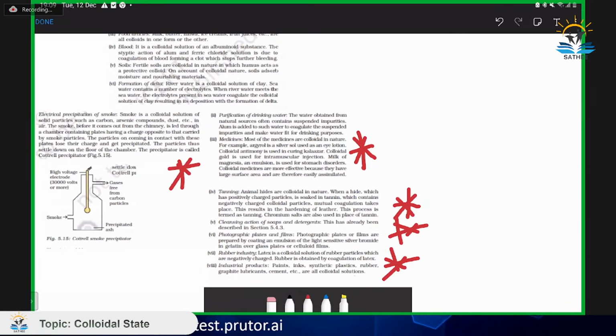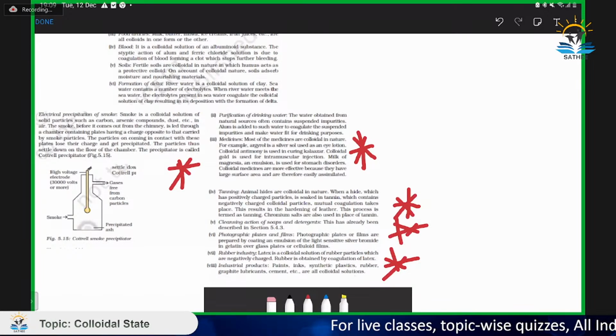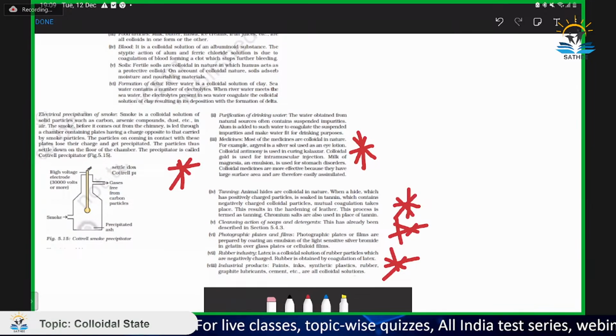Rubber, and last minute, I think. Your latex is also a colloid. The breakdown of latex to form natural rubber is an application. A lot of industrial products are prepared. They are colloids, so the study of their preparation is necessary.